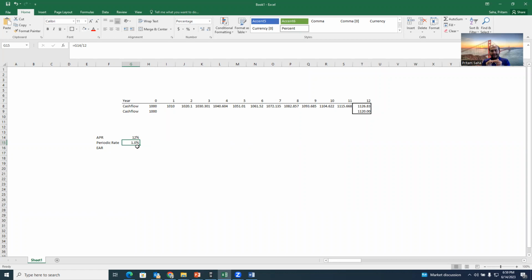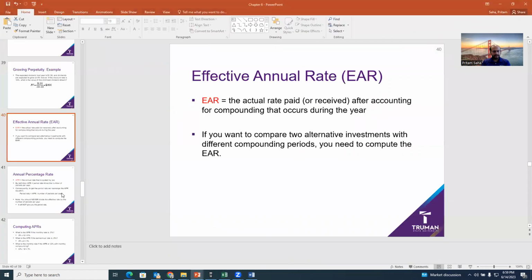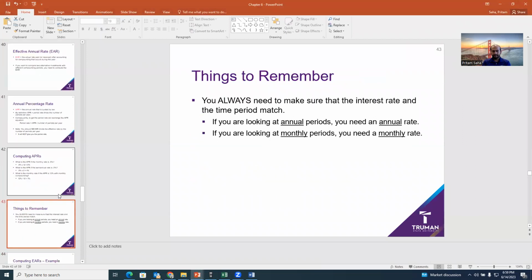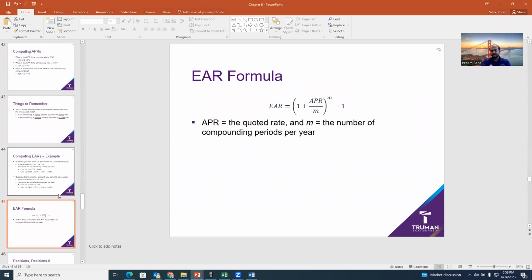So if you know your APR, the easy way, there is a formula, the easy way to calculate EAR is basically this formula. This one. 1 plus APR over M, to the power M, minus 1. APR is 12% for our case. M is the number of compounding per year. So that means we said monthly, that means 12 compounding periods, and then to the power 12 minus 1.